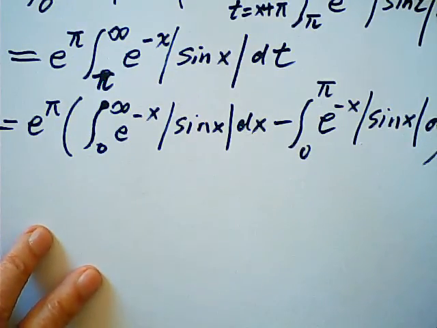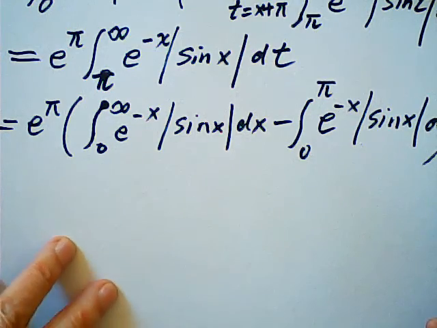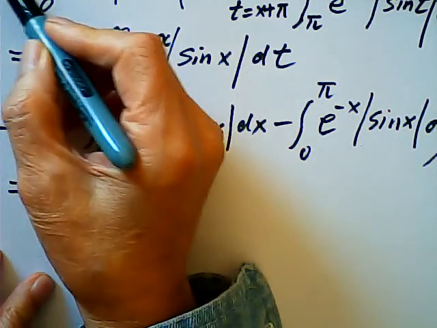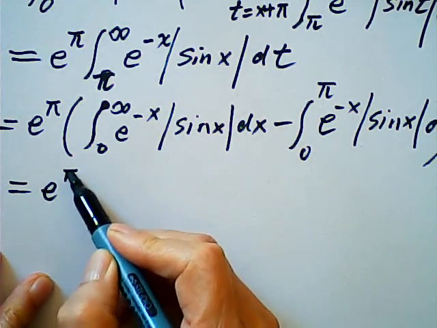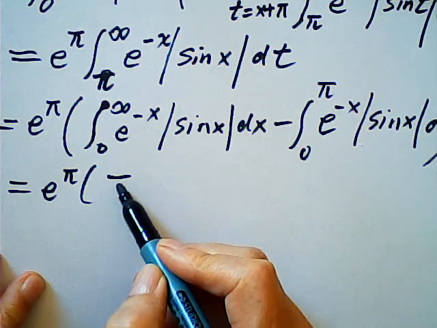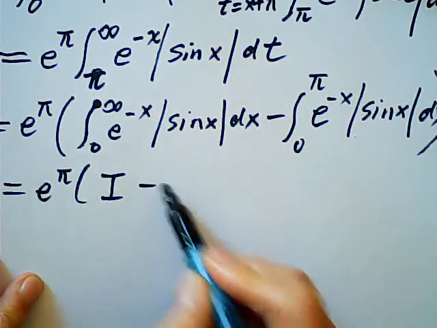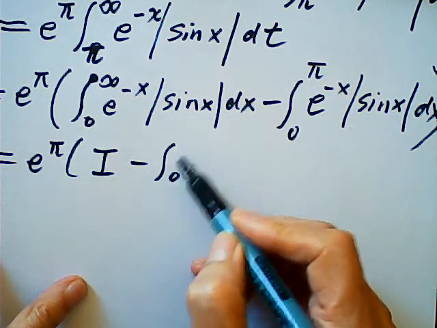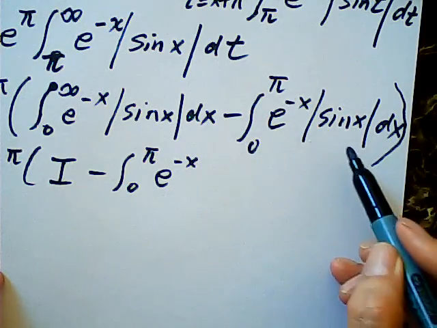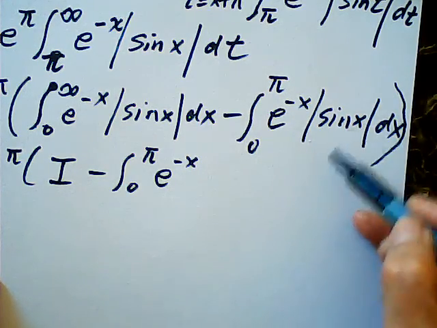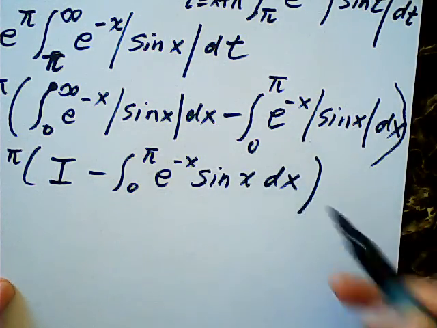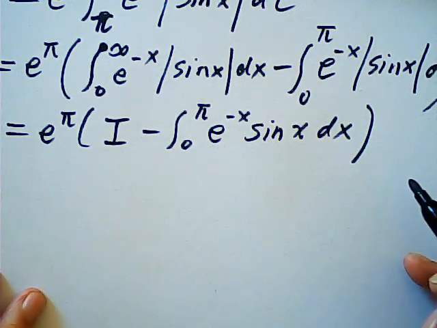That is the story. The reason doing this is good is because this is my original I, right? So this is e to the pi multiplied by I minus the integral from 0 to pi of e to the negative x, absolute value sine x, dx. Now from 0 to pi, sine x is always positive. Therefore we can delete that absolute value sign. See, now everything can be done, right?